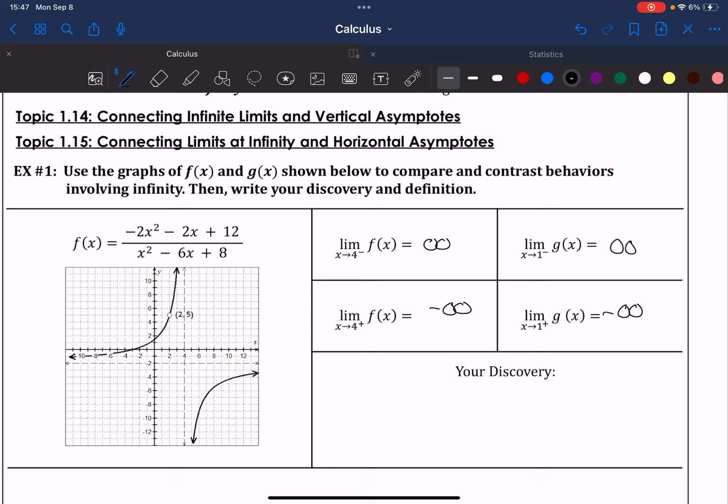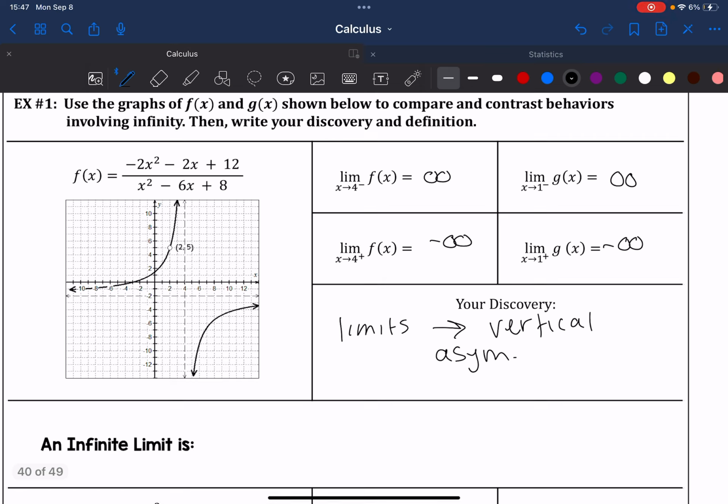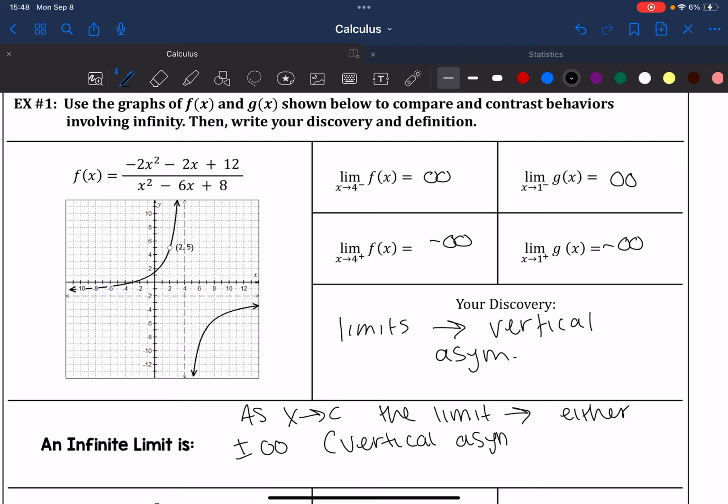So our discovery is that these limits are approaching a vertical asymptote. And we see that in our formal definition that says an infinite limit is when, as x approaches c, the limit approaches either positive or negative infinity where there is a vertical asymptote.